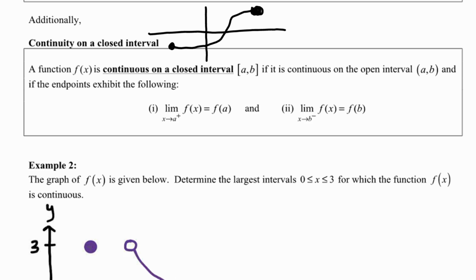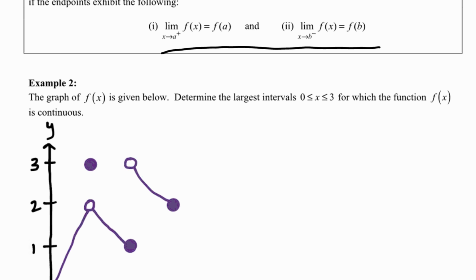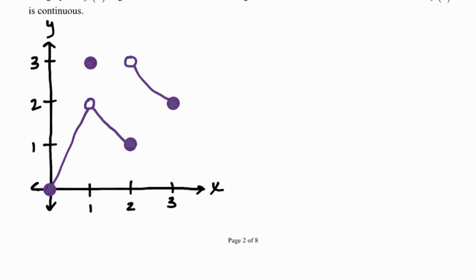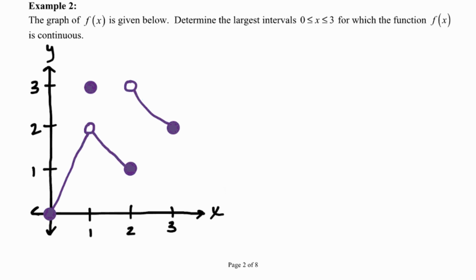The function is continuous if the limit as you approach it from, say, the left side equals the endpoint value, or the right side equals the endpoint value. That's what this is saying, and we'll see that in the example below.